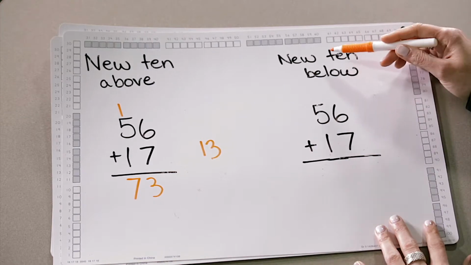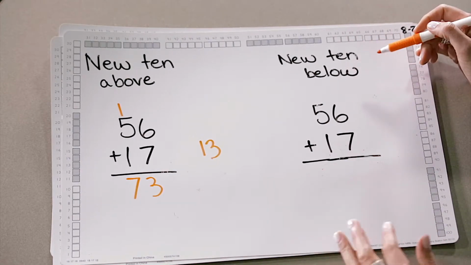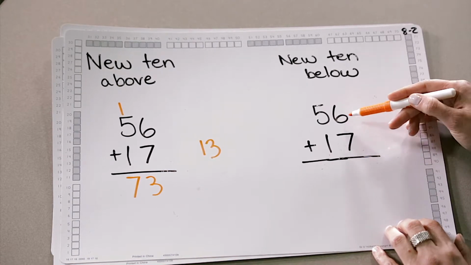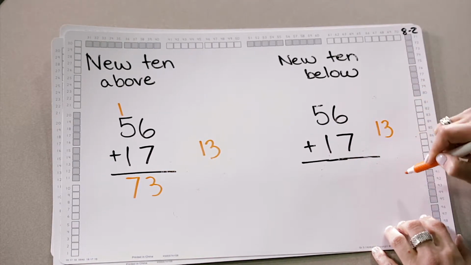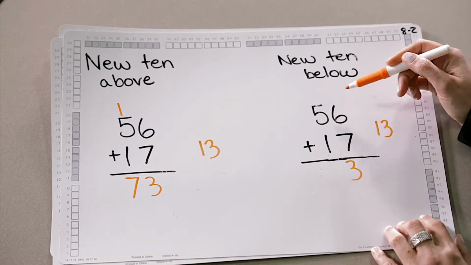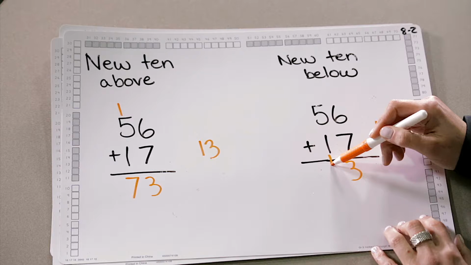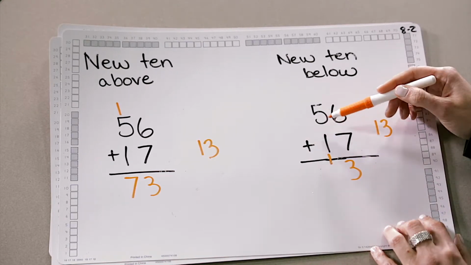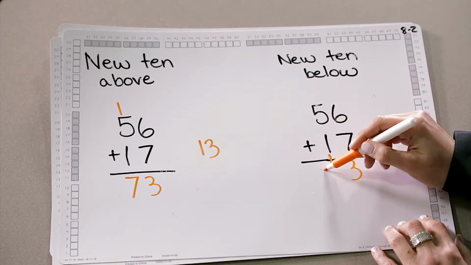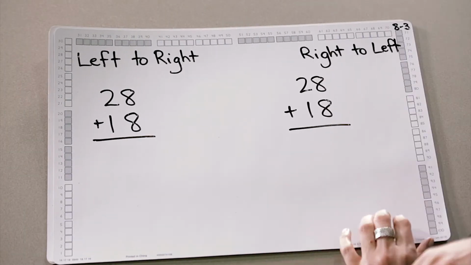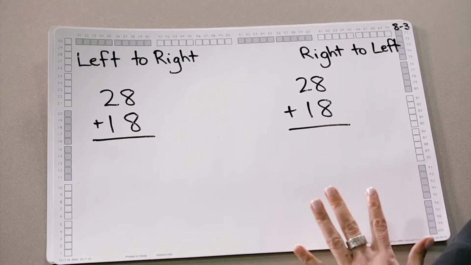They could also use new 10 below, which is similar to the new 10 above. They're going to start with the 1s. They're going to add 6 plus 7, which is 13. They're going to put the 3, which is in the 1s, under the 1s column, and then they're going to put the 10 below the 10s that they already have. So now they're going to add 5 plus 1 is 6, plus 1 more is 7, and their answer is 73.